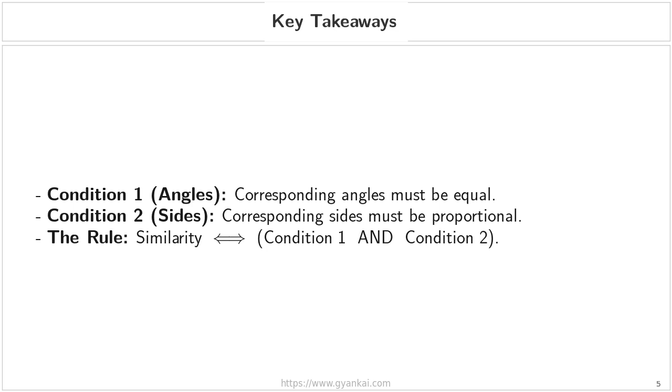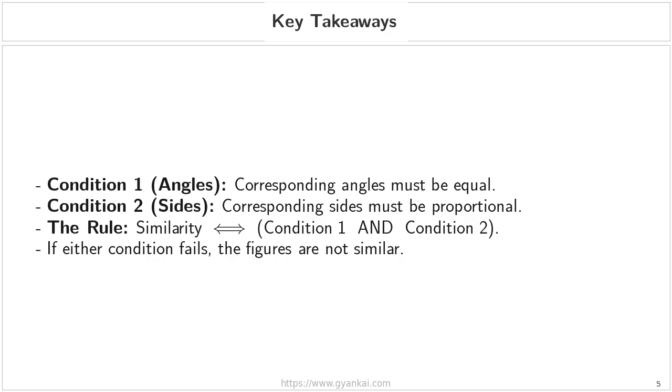This leads us to the fundamental rule of similarity. You can think of this as a logical and statement. In mathematical terms, we say that similarity is equivalent to, or if and only if, both condition 1 and condition 2 are satisfied simultaneously. It is crucial to remember that this is a strict requirement. If even one of these conditions fails, if the angles don't match, or if the sides aren't proportional, then the figures are simply not similar. As we move to our final slide, we will look at some common pitfalls to avoid when applying these rules in your exams.